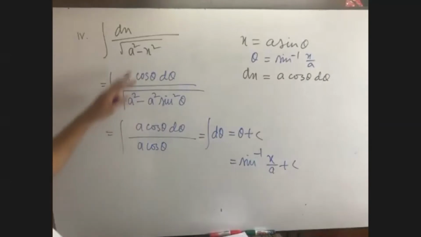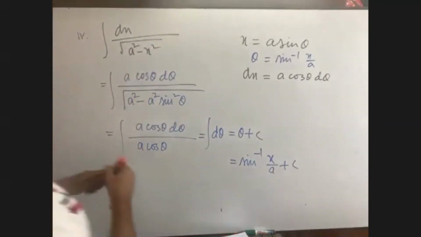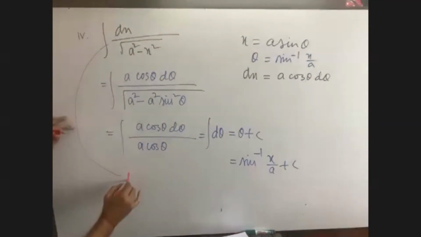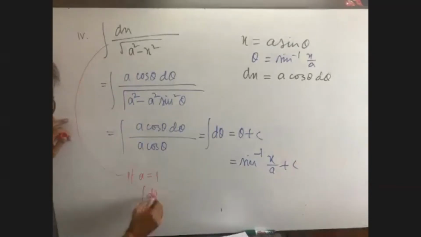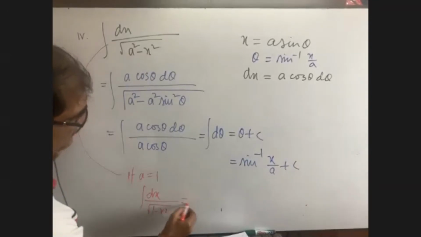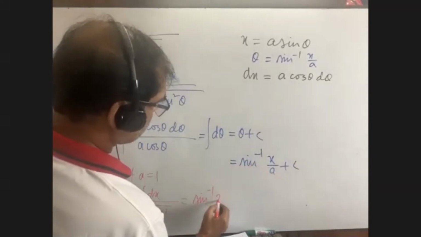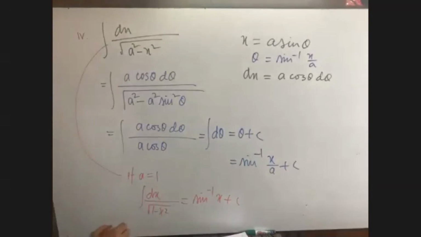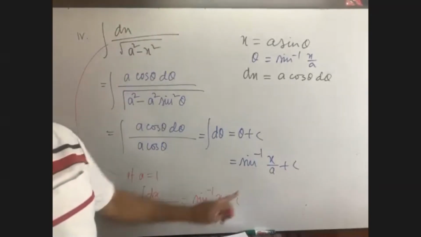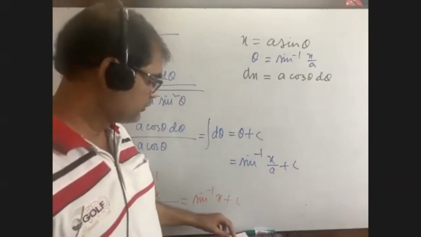As a corollary, if a equals 1, then dx by root over 1 minus x square, with a equals 1, gives sine inverse x plus c. This is the basic formula. From here we get this. Is it okay?